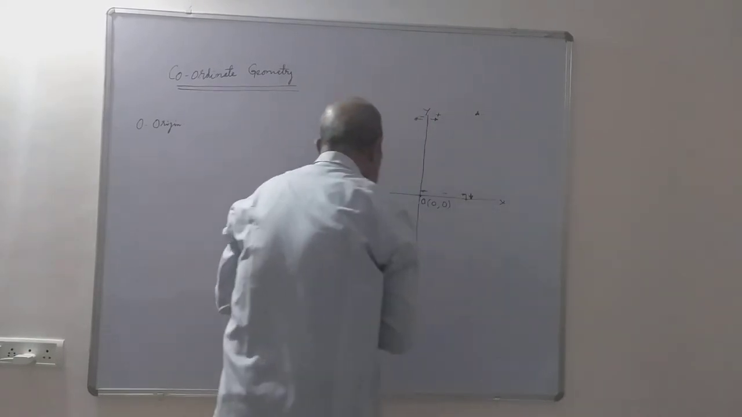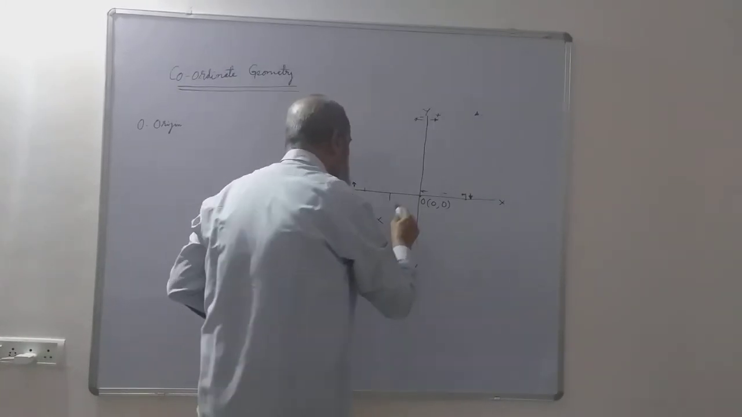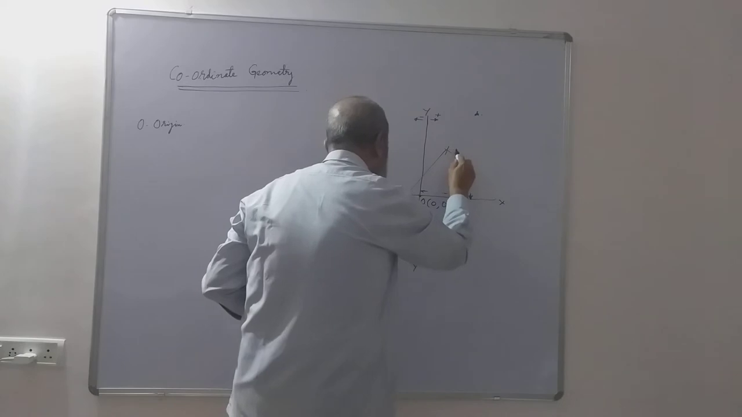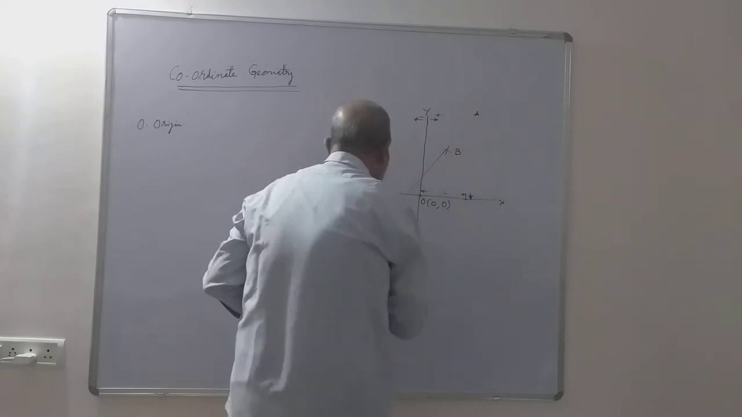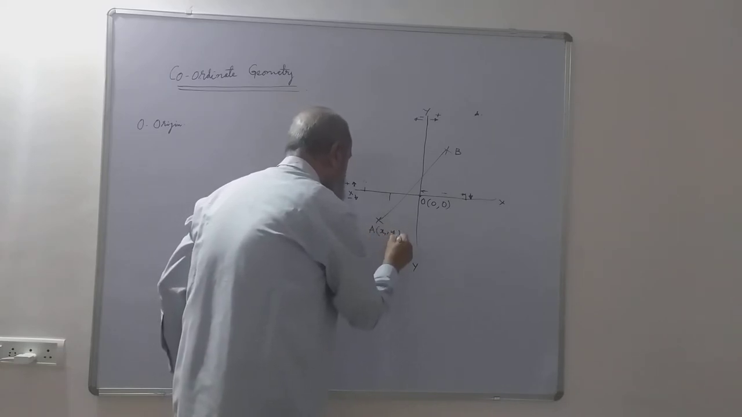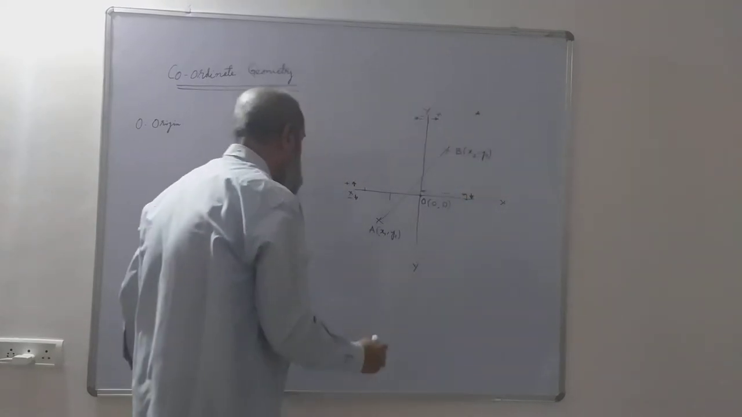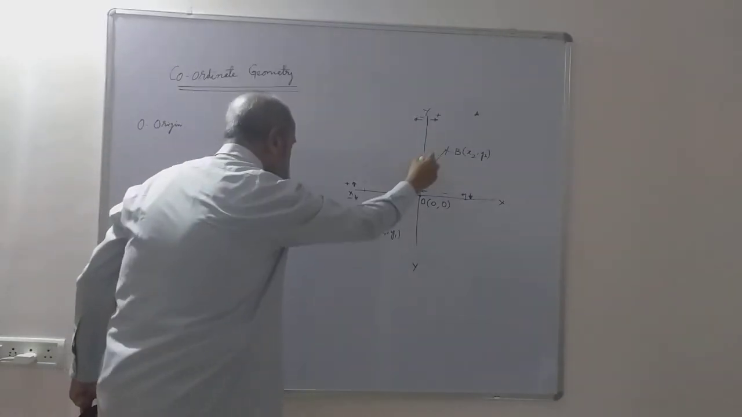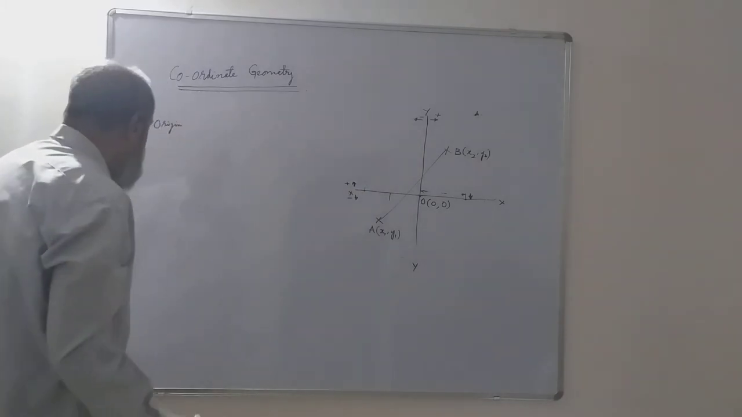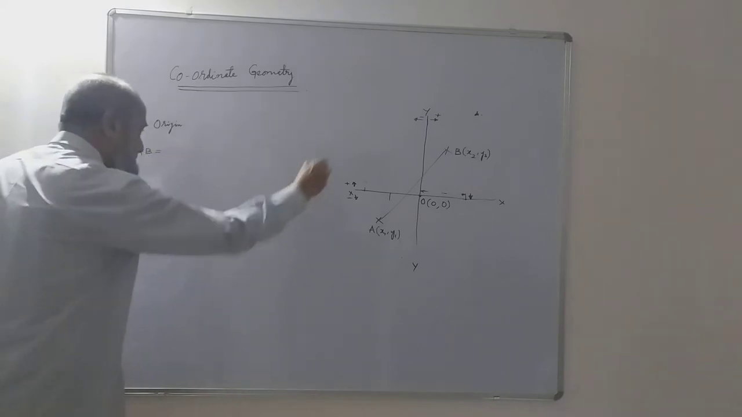It doesn't matter. Say one point A is here, and another point B is somewhere here. Now, if I join these two points, it will be a straight line. This AB is a straight line. Let me say this is (x1, y1) and this is (x2, y2). One of them is (x1, y1) and the other one is (x2, y2). Now, I want to know the distance between A and B. The straight distance is the shortest distance. I want to know how to find the length of the line AB.